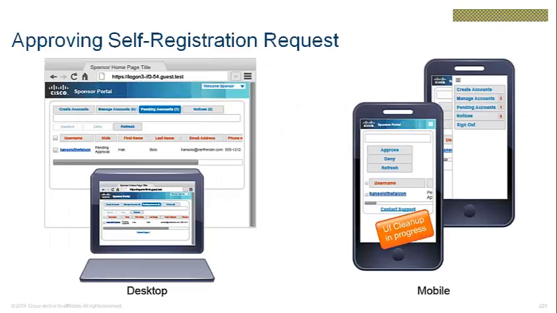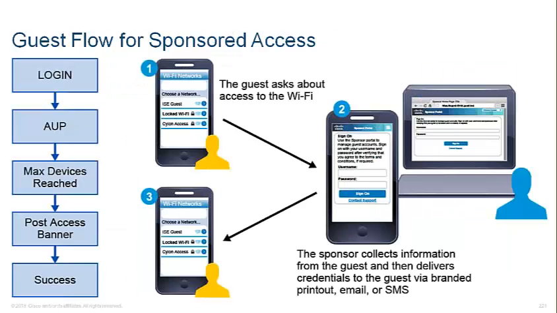And then you can have approvers. You define people and sponsors and approvers, and they can approve the request. So that's a capability here. And define some approvers, and then the request will go to the approver who approves it. And the sponsor collects information from the guest and then delivers credentials to the guest via branded printout, email or SMS, or maybe even emailing to SMS.